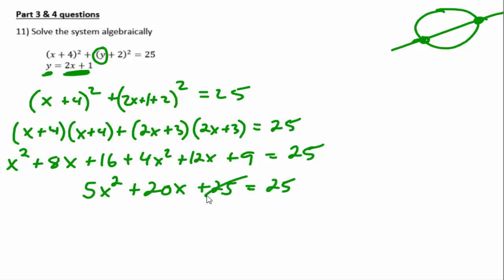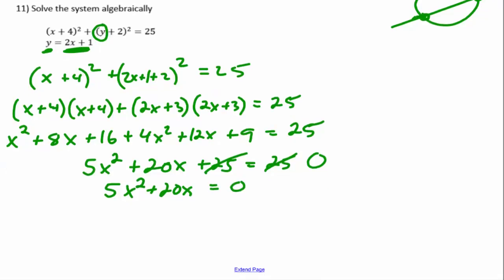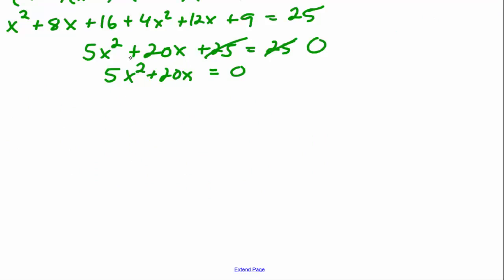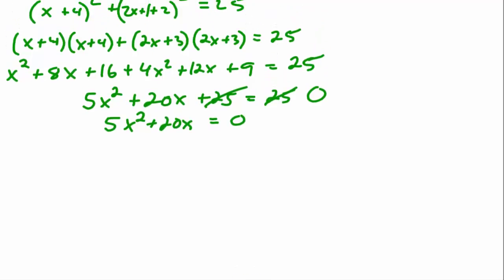Now the 25s are going to just cancel out. Subtract 25 from both sides, and you get this equals 0. I'll write that out: 5x squared plus 20x equals 0. Now I need to factor. So how do I factor this? There's a common factor. 5x can be taken out, leaving x plus 4.